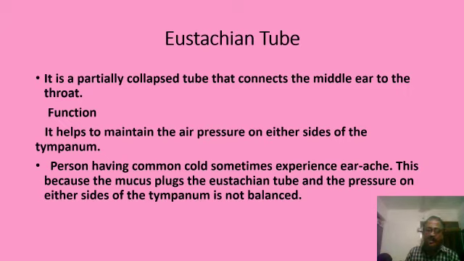Now come to eustachian tube. It is a partially collapsed tube that connects the middle ear to the throat. So location, it is found between middle ear and the throat. Function, it helps to maintain the air pressure on either side of the tympanum. Either sides, keyword, either sides of the tympanum or eardrum. Both the outer side of the tympanum as well as the inner side of the tympanum should have the same air pressure. That is maintained by the eustachian tube.